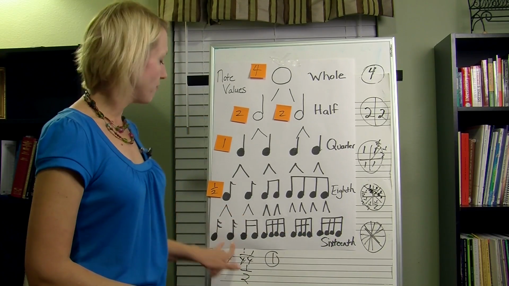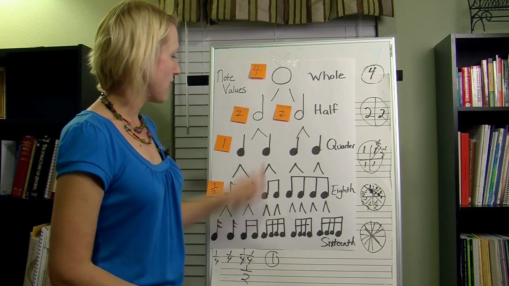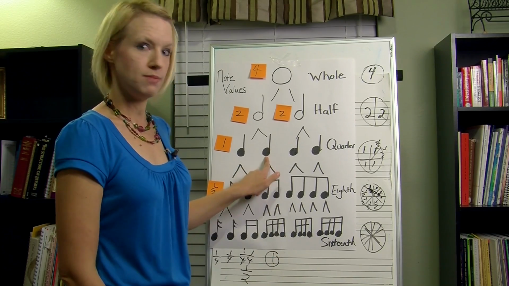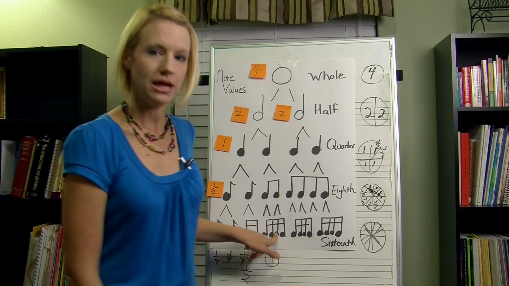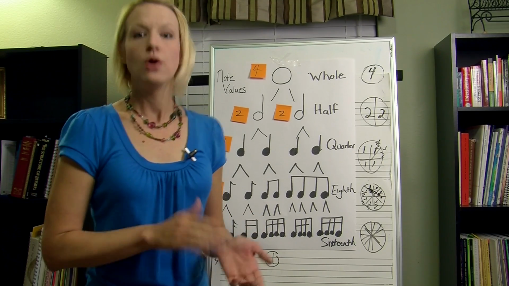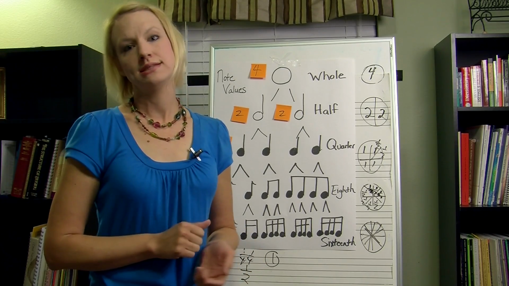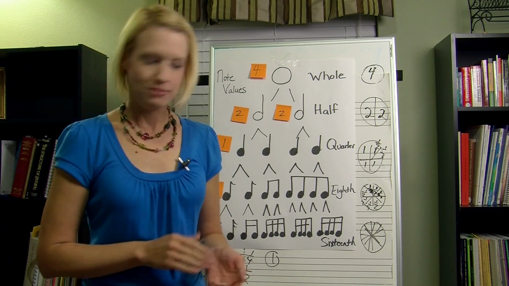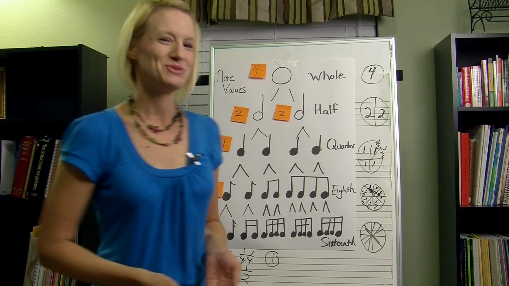16th notes have 4 sounds for every quarter note, which would be the beat. So it would be 4 sounds on the beat. Some people learn tika, tika, tika, tika. Some people learn one e and a, two e and a, and some people learn one ta te ta, two ta te ta. That's a tongue twister for me.